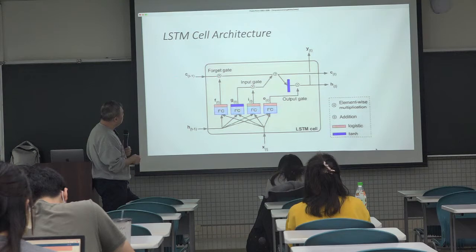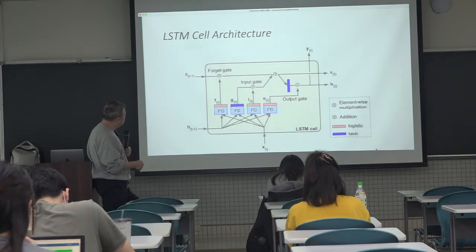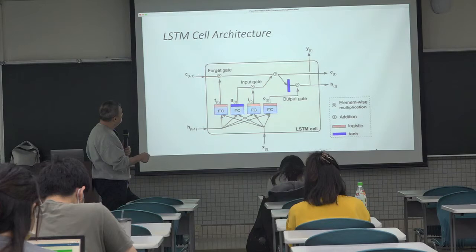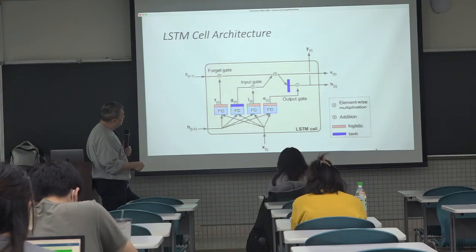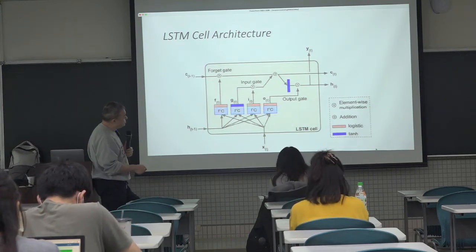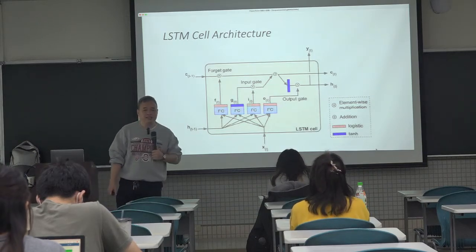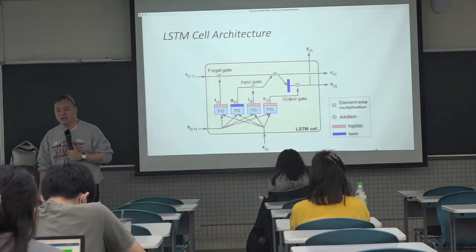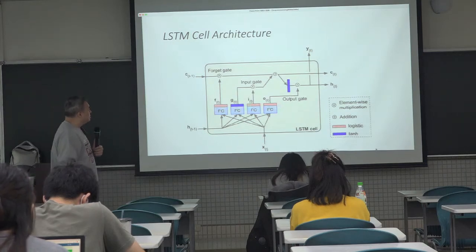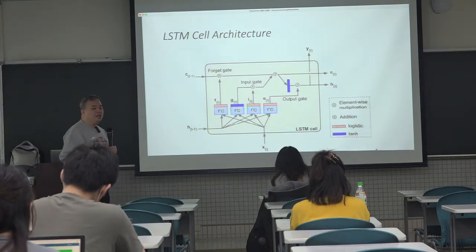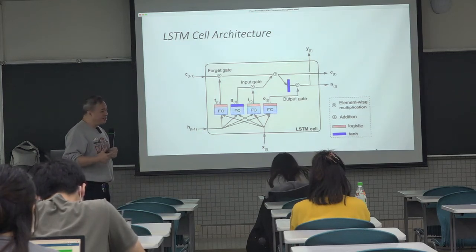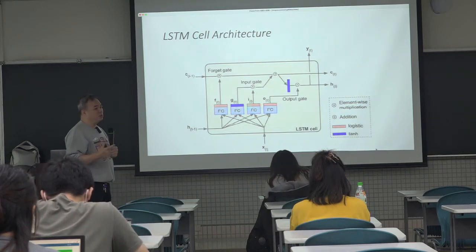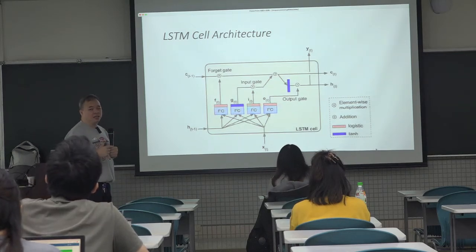When this feedback comes in, the CT-1 and HT-1, you can see we actually have 4 blocks here, right? This FC stands for fully connected network. So in other words, LSTM is a cell that contains multiple neural networks inside it.